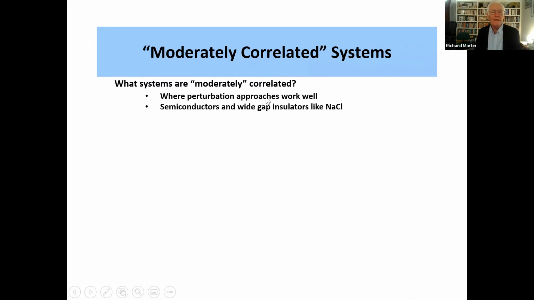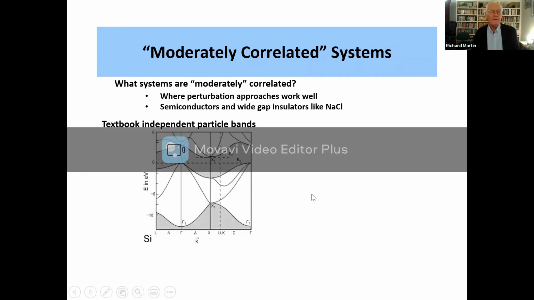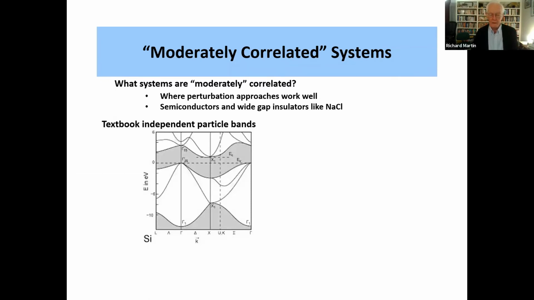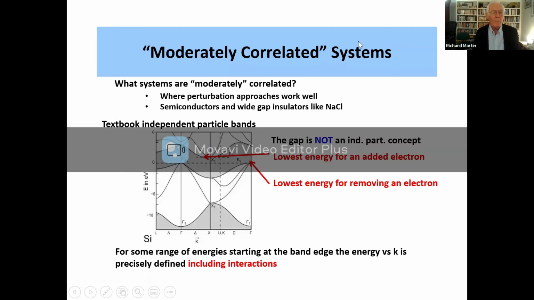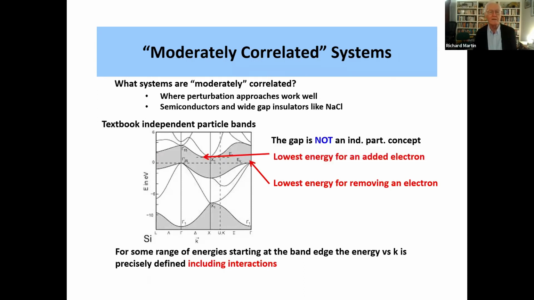So let's do something on a moderately correlated system just to get started. Here's a question. In a textbook, you find pictures of independent particle bands like silicon. Now, let's ask ourselves, is this just an independent particle problem? Or does it really apply to the real many-body interacting problem? We may have used independent particles or some other approximations to get the actual values for the band gap, but the gap itself is not an independent particle concept.